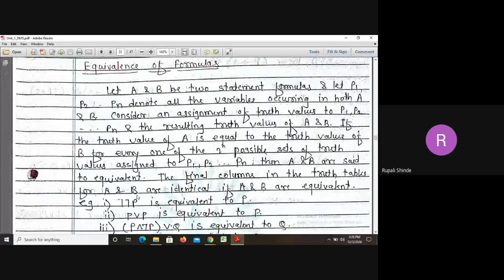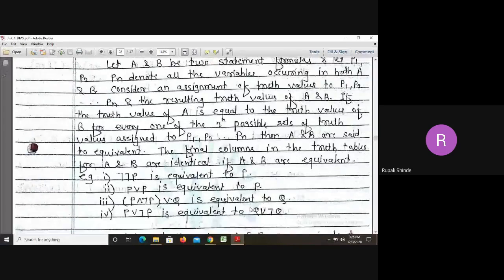Likewise, negation of negation P is equivalent to P. Why? Because here the negation gets cancelled and you will get P. Likewise, P or P is equivalent to P. Why have we called these two formulas equivalent? Because we are getting the same value for both the formulas.